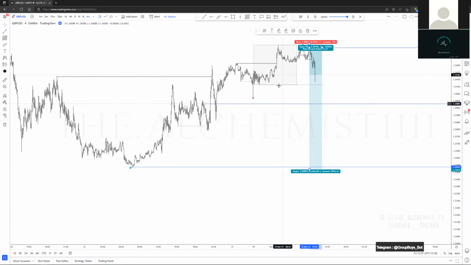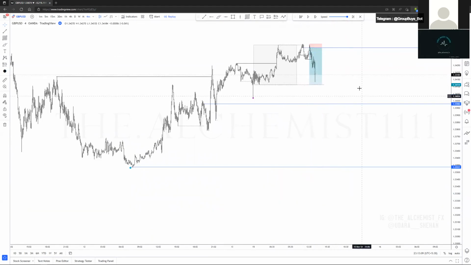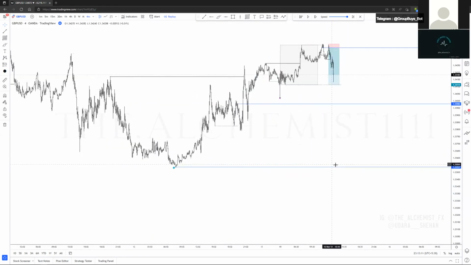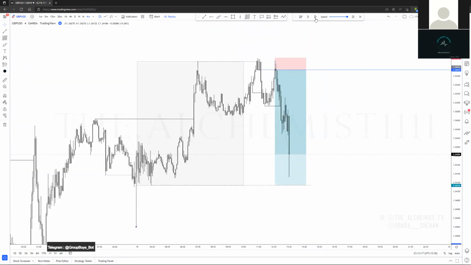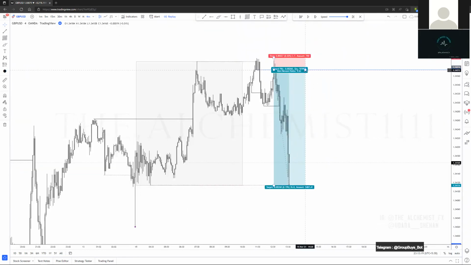No. You can't just take a trade from a random 30-minute wick and then expect it to go for a long time. No, you can't do that. Okay, and then let's see.